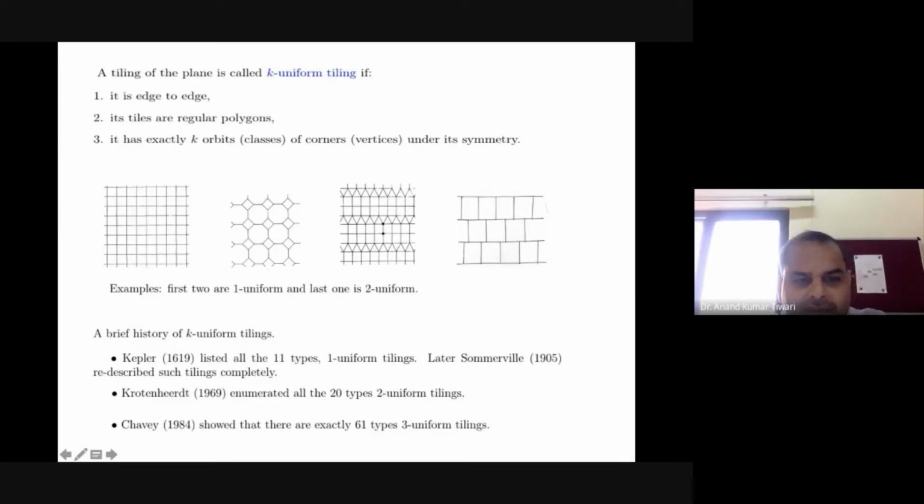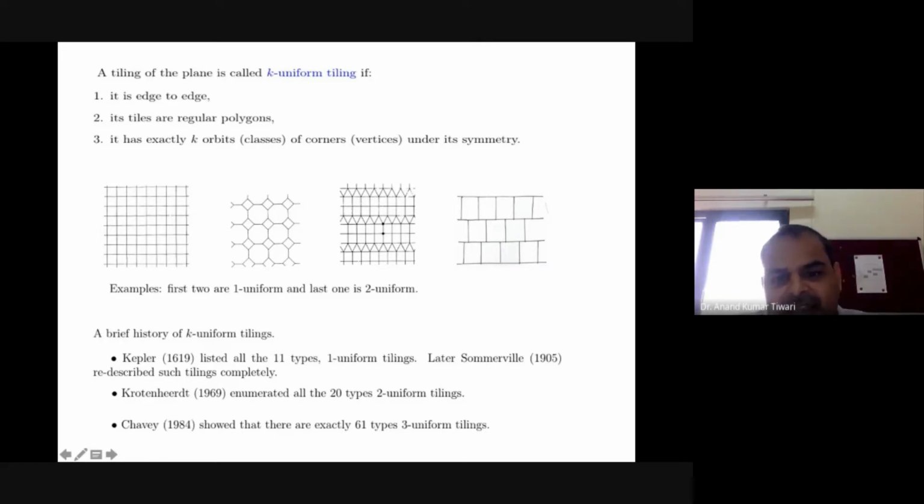If we see, the first one is a one-uniform tiling, and all the polygons are regular four-gons. The second one is also a one-uniform tiling. Here, more than one type of polygon is used, however these are all regular polygons. One is a regular four-gon, and another is an eight-gon. The third one is a two-uniform tiling. It has two distinct types of vertices. Type means the local appearance at each vertex.